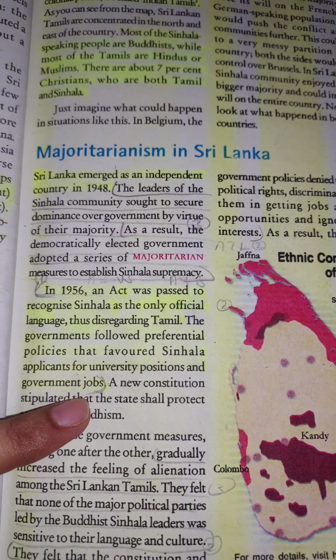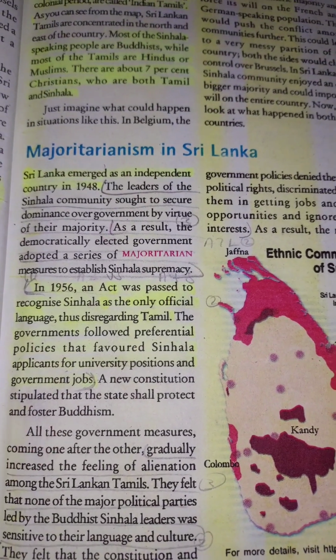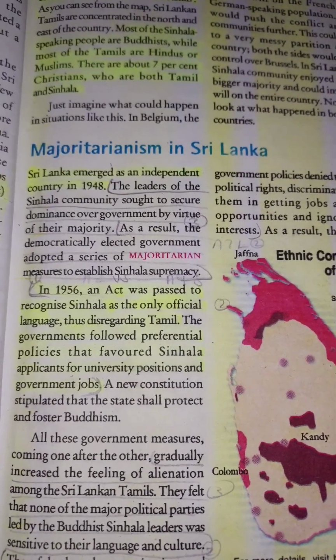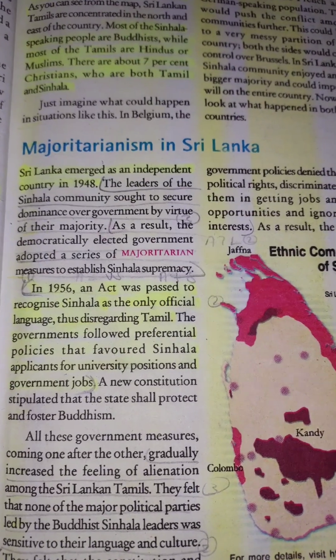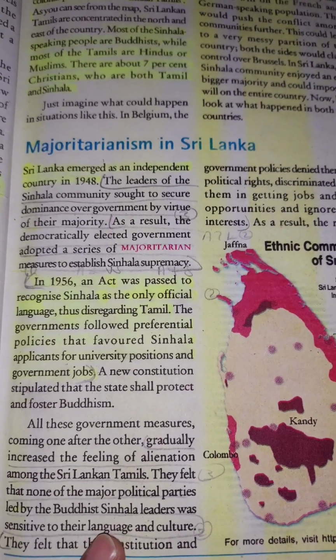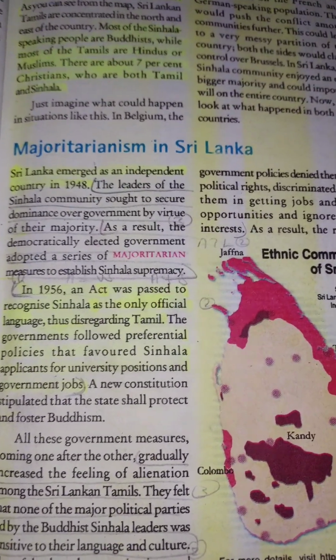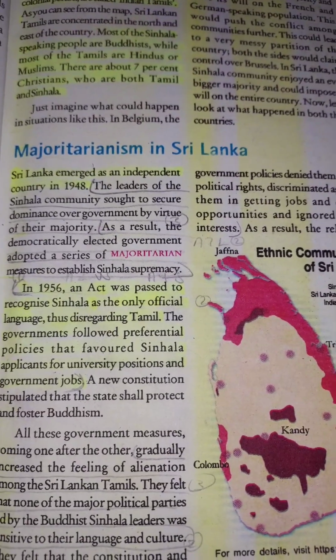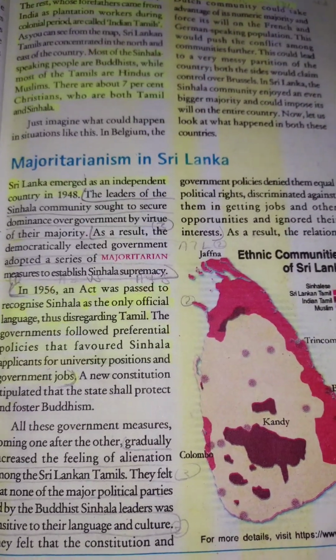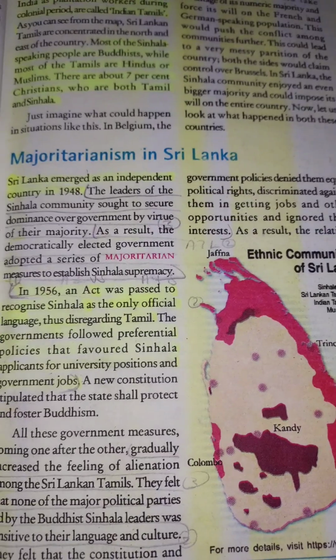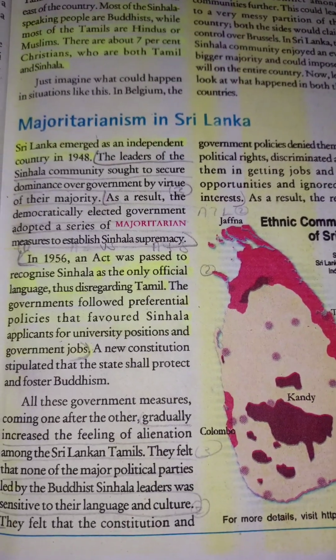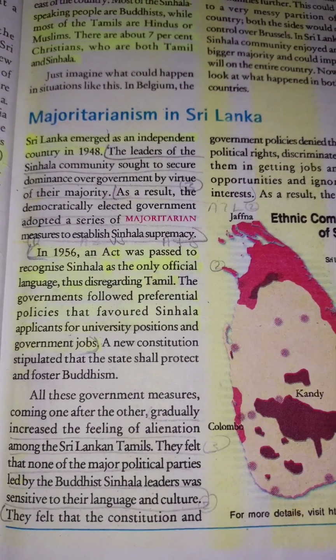As you can see, an order was passed that the state will foster and protect only one religion, that is Buddhism. So now they were afraid that no political party was focusing on their language and culture. They also wanted some order to be passed for the protection of their language and culture, but no such thing was done in Sri Lanka.